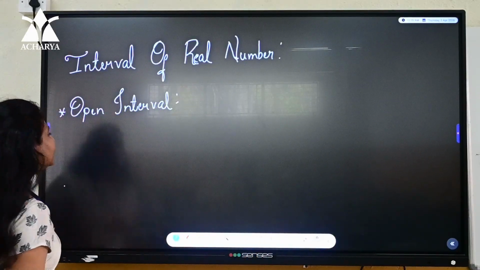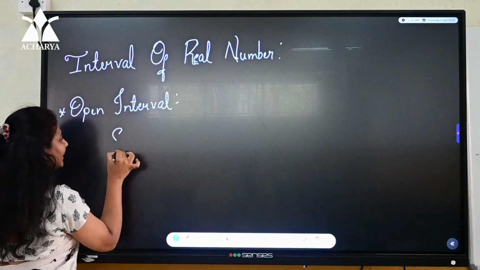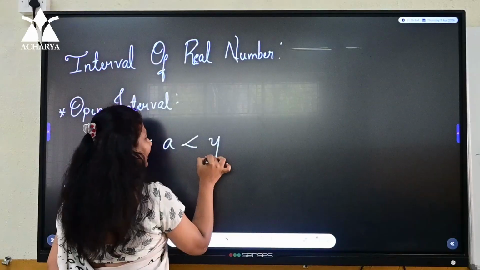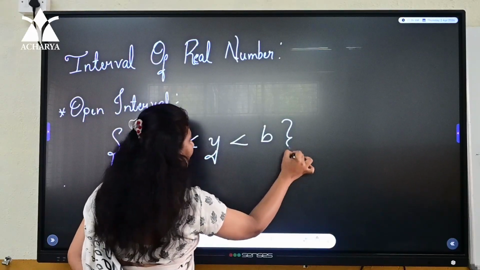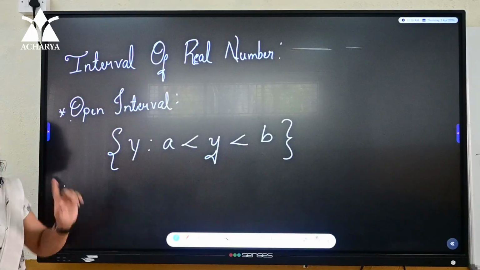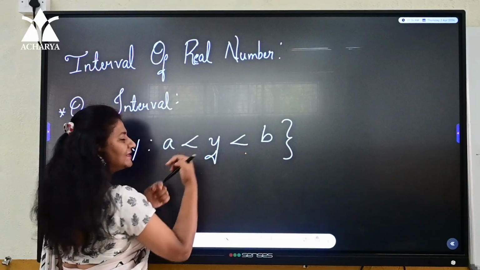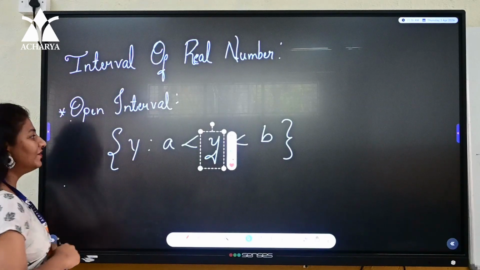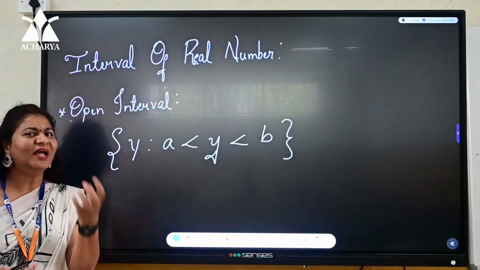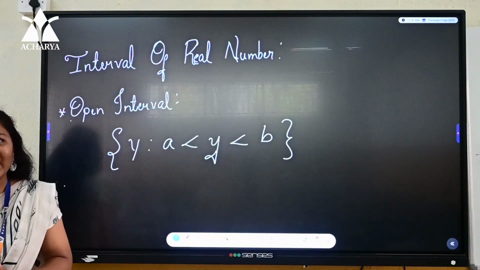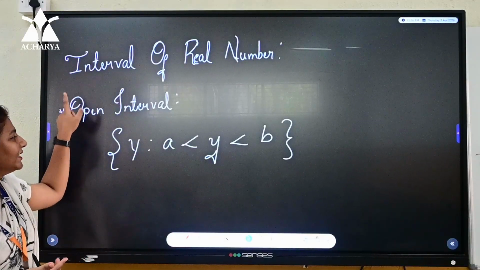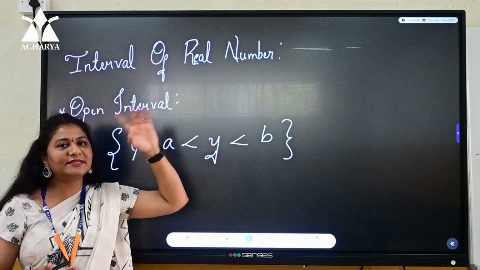Let us take the condition that y is such that a is less than y is less than b. When it is defining an open interval, just observe the operators here. It is less than, which does not carry any equal sign. It is just a simple less than inequality that is showing. So in a simple way, you can say the open interval will always carry this less than sign.